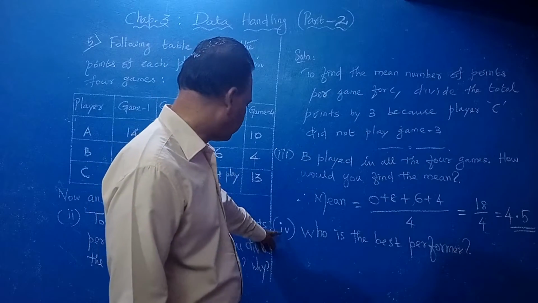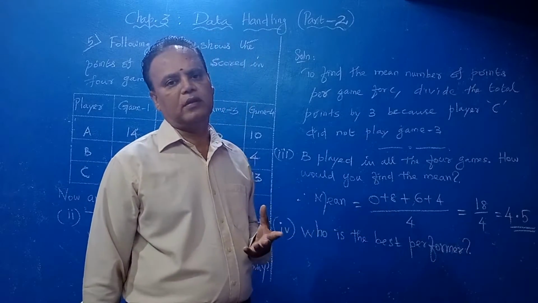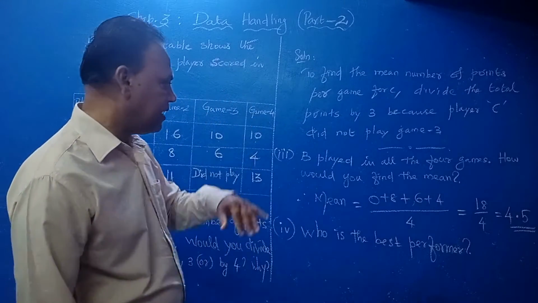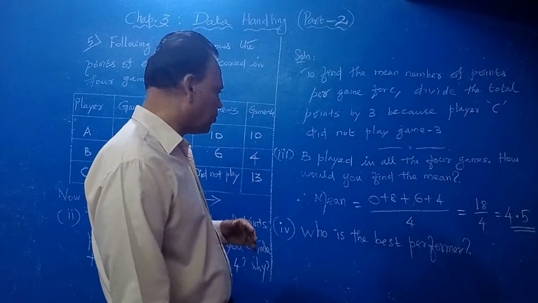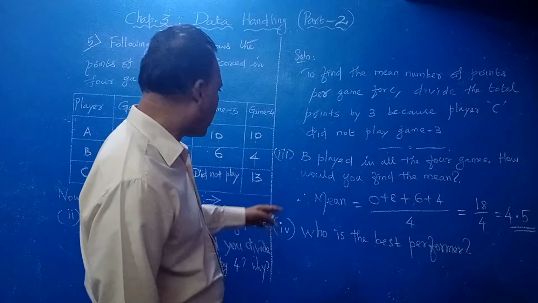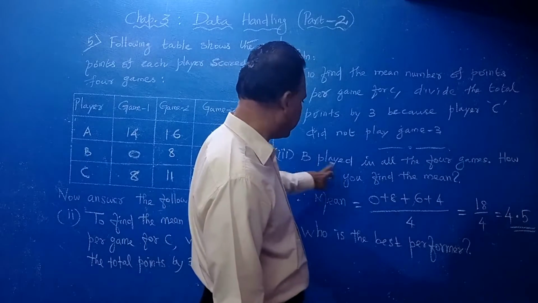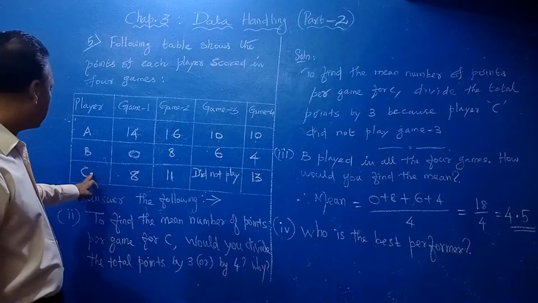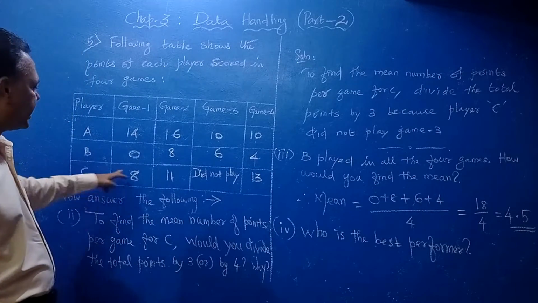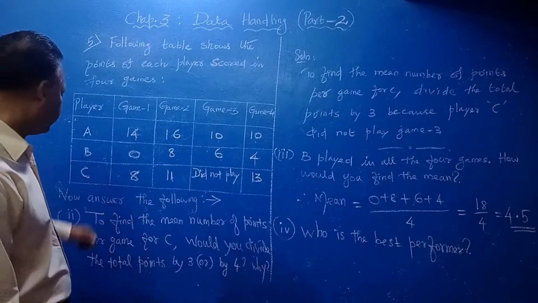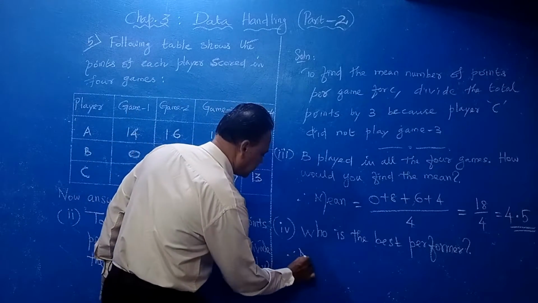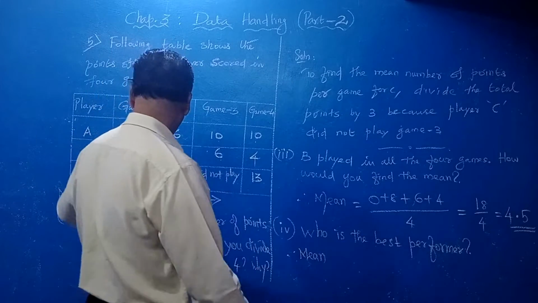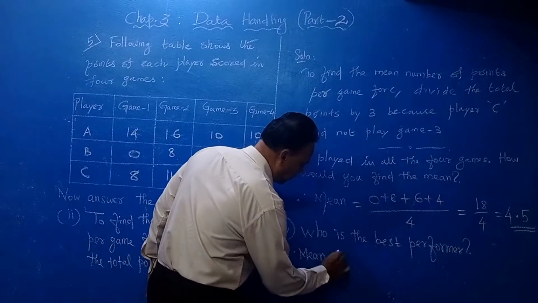Okay, so the fourth one is who is the best performer. Already we found the average of player A. The average of player A, how much did you get? 12.5. Then you know the average score of player B, that is 4.5. Still, we have to find the average score of player C. Only then can we decide who is the best performer, right? You have to find the mean of player C.